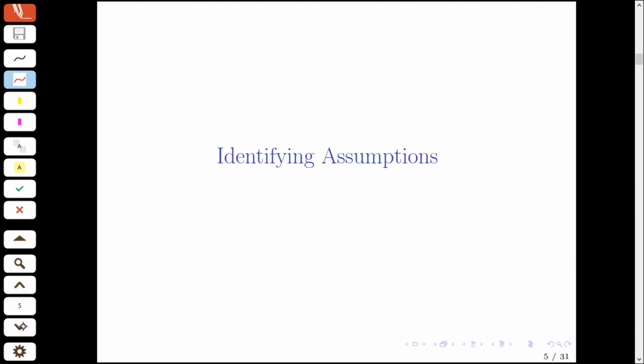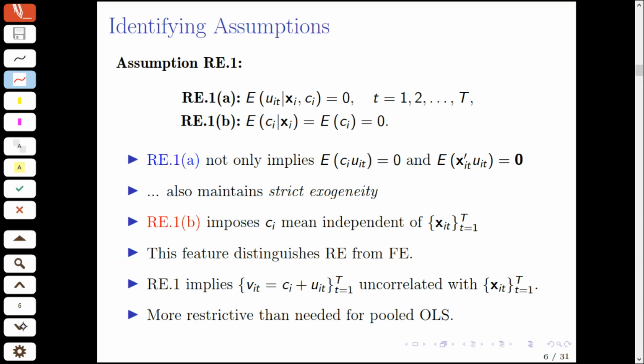Starting with random effects methods, let's talk about identifying assumptions. Our first identifying assumption is assumption RE1, or the first random effects assumption. This assumption is built up of two parts, where the first part is that the idiosyncratic errors, conditioning on the regressors in all time periods as well as the individual effect, have conditional mean 0. The second part states that the individual effect itself, conditioning on regressors in all periods, has conditional mean 0 as well.